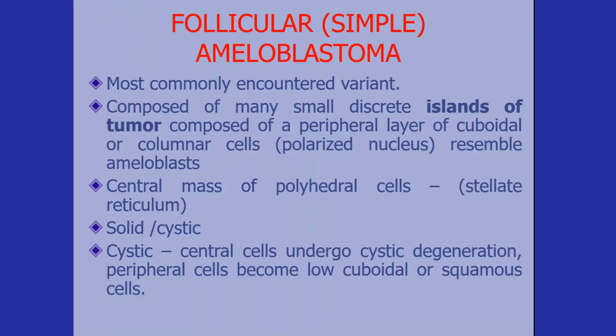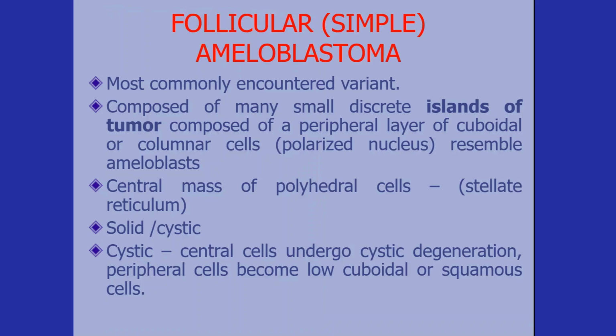Moving on to the follicular or the simple ameloblastoma, it is the most commonly encountered variant. It is composed of many small discrete islands of tumor composed of a peripheral layer of cuboidal or columnar cells which have polarized nuclei, and they resemble ameloblasts. So they are ameloblast-like cells. The central mass of polyhedral cells resemble stellate reticulum cells. So they are stellate reticulum-like cells.